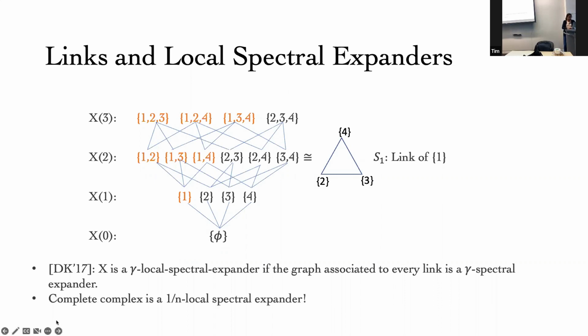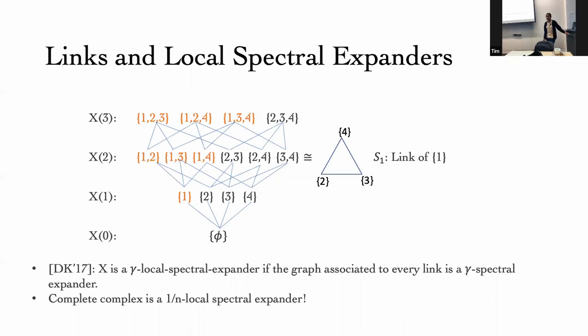As an example, if we took the complete complex, you can quickly check that every graph associated to every link would be the complete graph on n vertices, if this was 1 to n, and the complete graph has second eigenvalue 1 over n. So it's a really good expander. In some sense, the Johnson graphs are like the complete versions of high dimensional expanders.